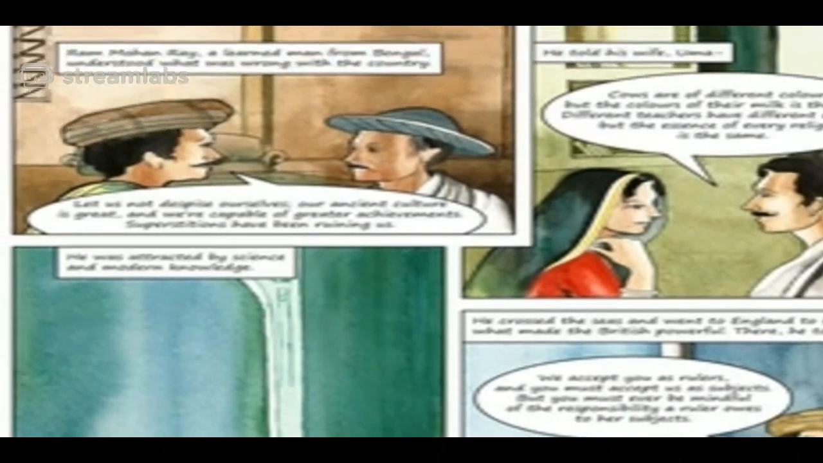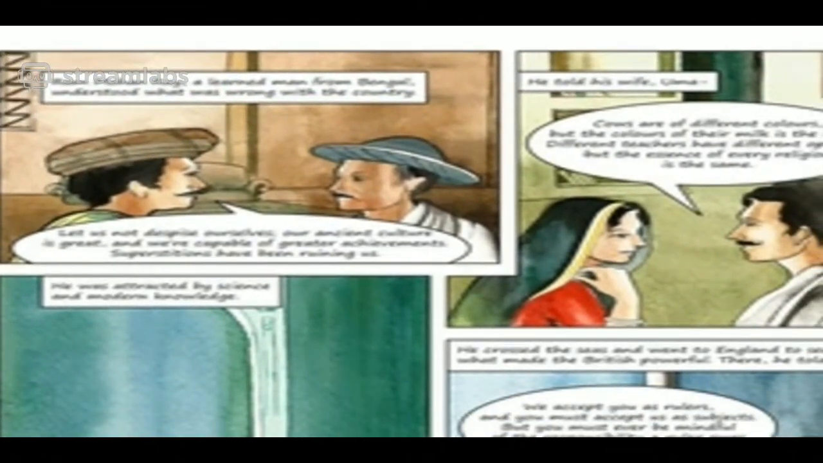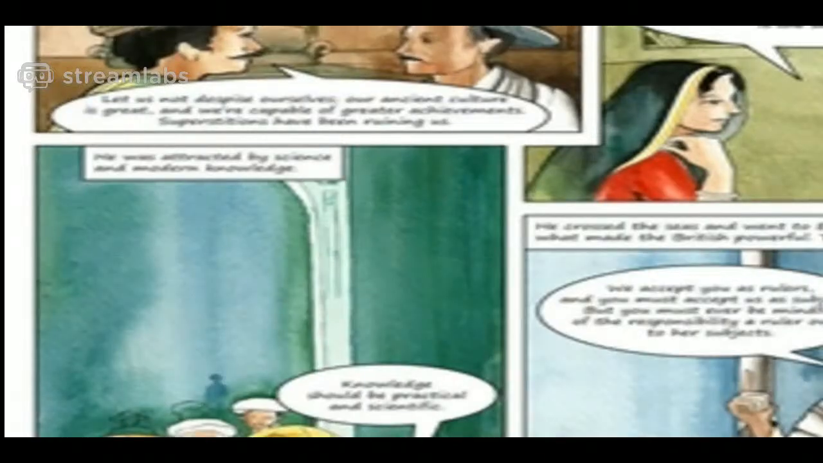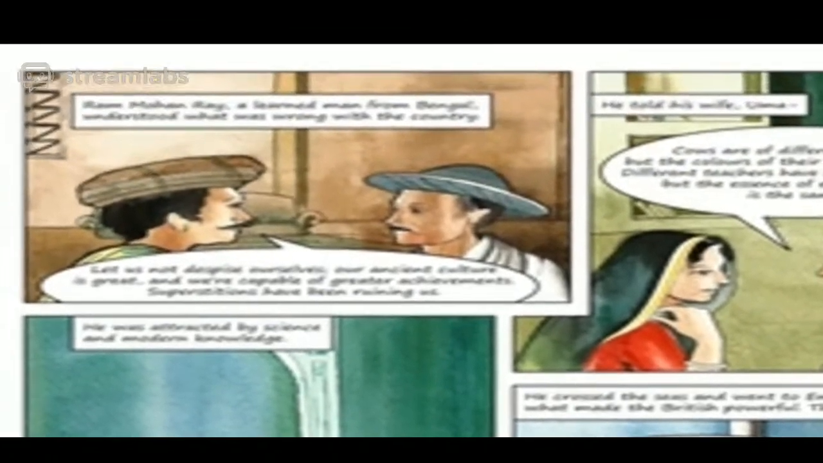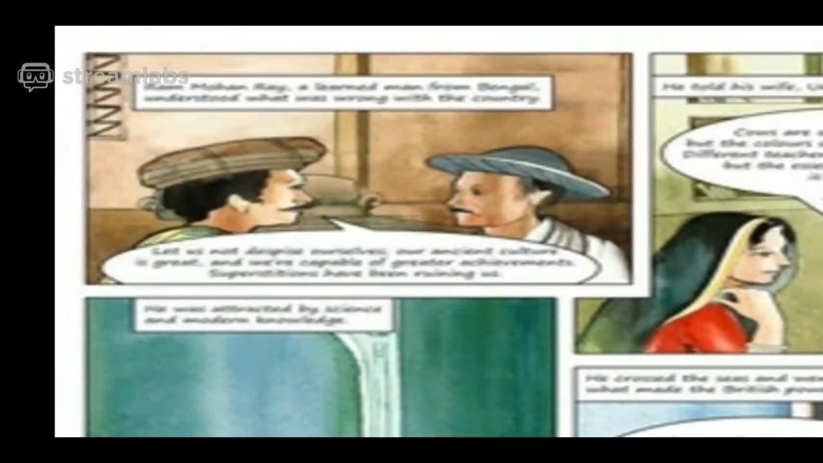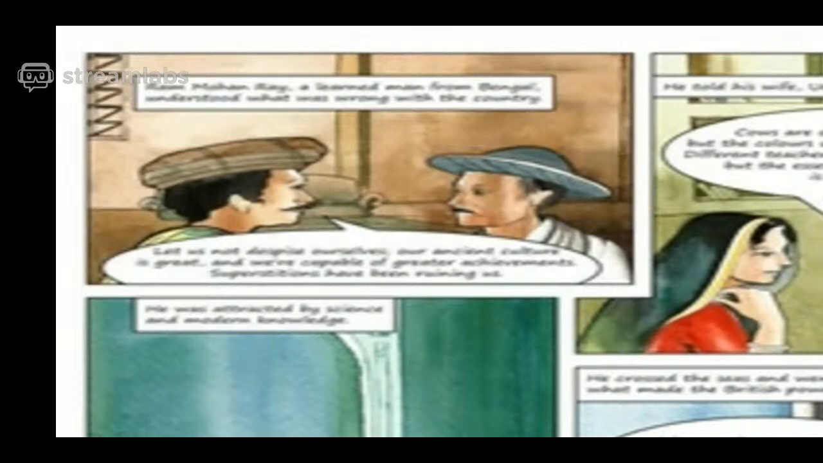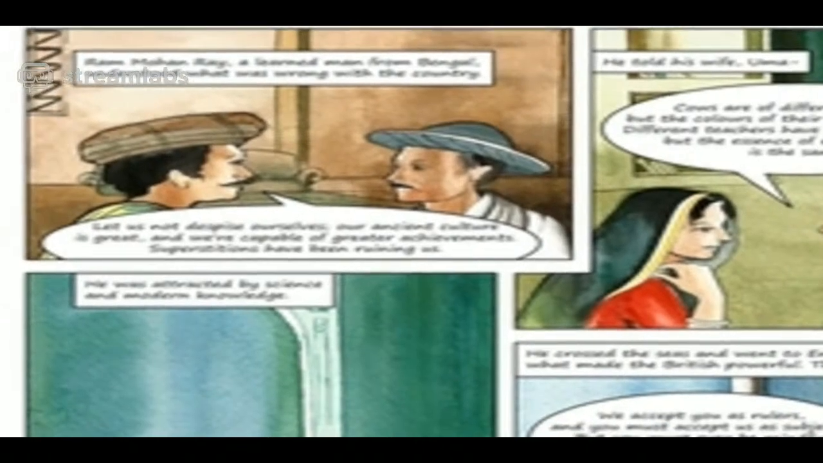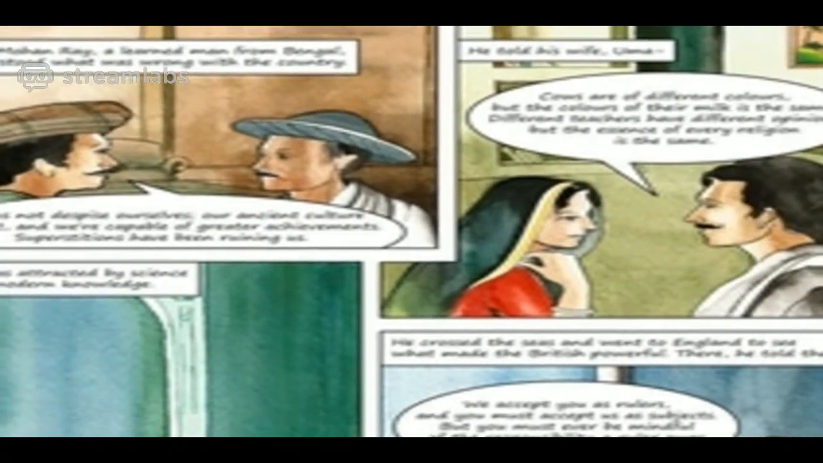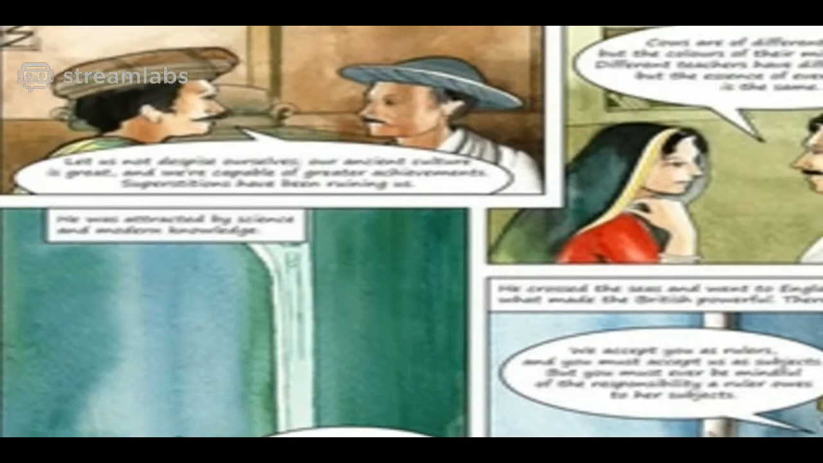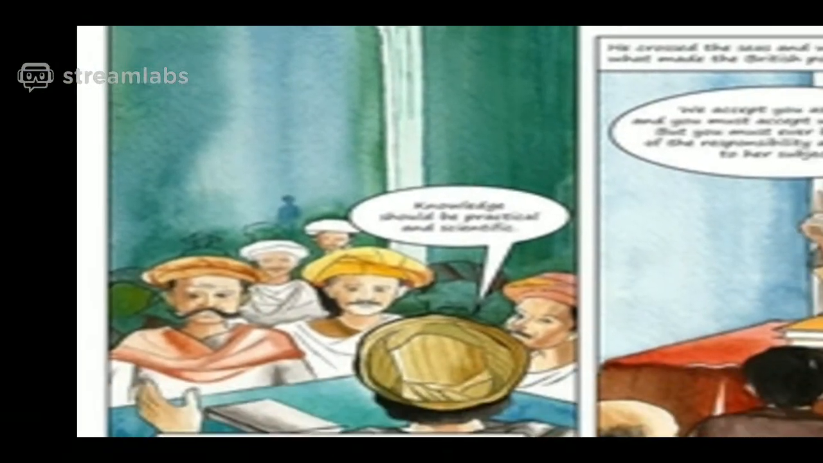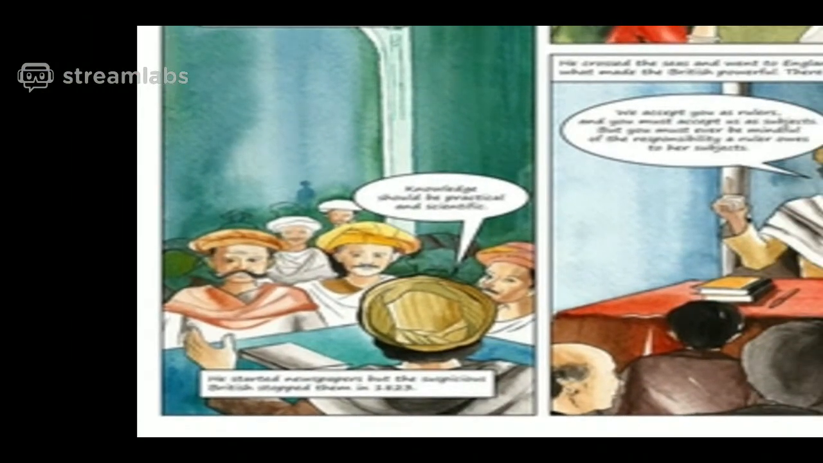Then, in the first picture, he's telling us we should not despise, meaning hate, our culture. Let us not despise ourselves. Our ancient culture is great and we are capable of greater achievements. Superstitions have been ruining us. So he was against superstitions. He wanted people to unite and not be divided on the basis of religion or caste.